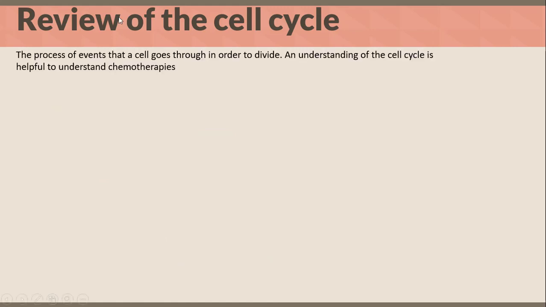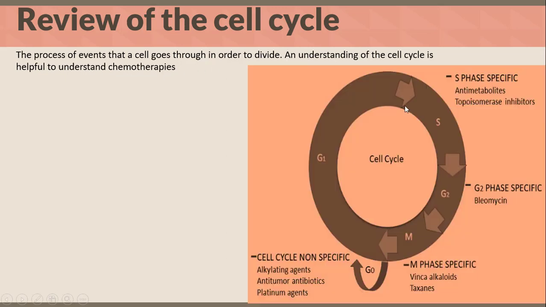Review of cell cycle. This slide is quite important, and we should exert our utmost effort to understand every single point in this slide. The cell cycle is the process of events that a cell goes through in order to divide. An understanding of the cell cycle is helpful to understand chemotherapy. As you can see here, the cell cycle starts from the G0 resting phase, cells that are not active. And here, cell cycle non-specific drugs are working in this stage.